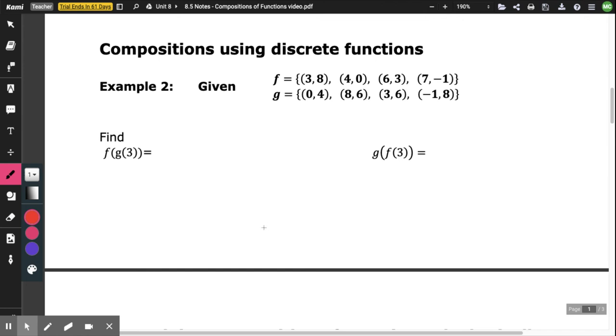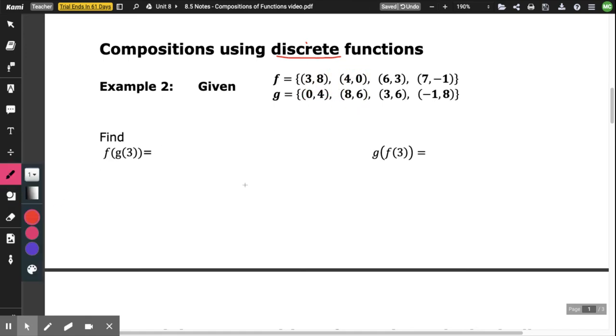Okay, now we're going to do some compositions using discrete functions. So let's talk about that word for just a second there. A discrete function is one where the data is not continuous. Like on our previous example, we had linear functions and we had a quadratic function. And if you were to graph those, you would connect the dots. A discrete function is one where you do not connect the dots. There's nothing known between this point and this point. So you would just plot them separately. Alrighty, so that's what a discrete function is.